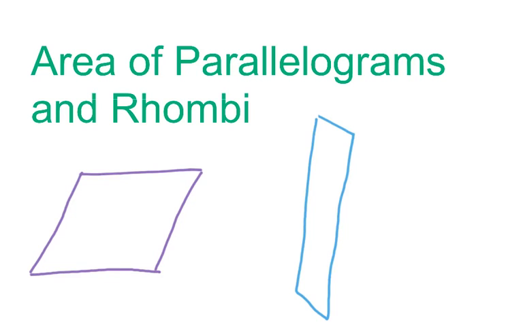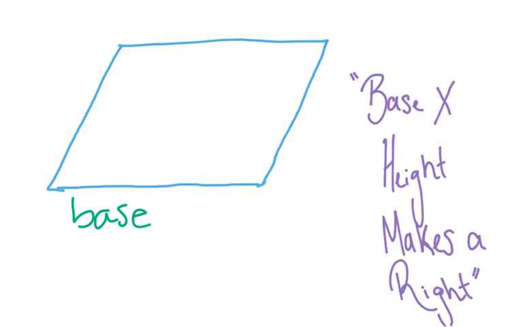Here we're going to talk about the area of a parallelogram and a rhombi, or rhombus if it's just one of them, and how we can calculate those. So here we have a parallelogram. Parallelograms are quadrilaterals. They have 4 sides, and they have 2 sets of parallel lines. Those are the only rules for you to have to call it a parallelogram.